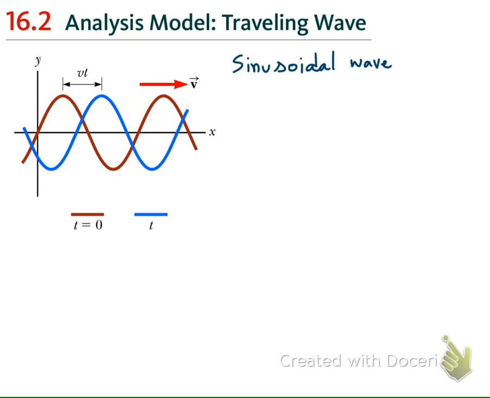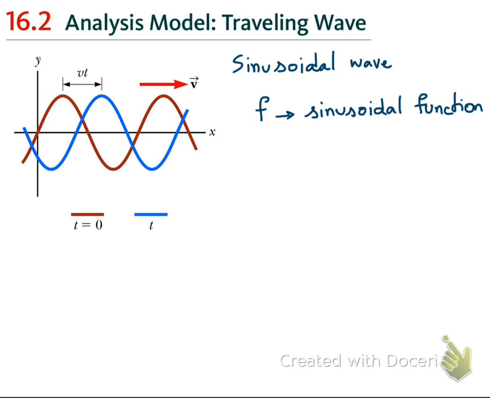The sinusoidal wave is a traveling wave where the functional form of the wave is the sinusoidal function. So, if we take a snapshot of the sinusoidal wave, we will have a curve like this.